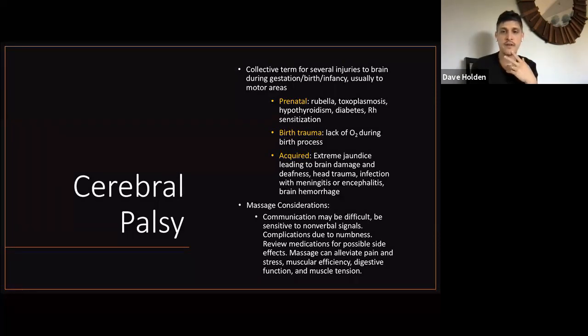They may also have complications due to numbness, so we want to be careful with our pressure, careful with stretching and overstretching, and careful if we're applying heat or cold to the body. Because cerebral palsy is often accompanied by a lot of other secondary conditions, they may be on a lot of medications. I would want to do a pretty thorough review of the medications they're on, just to make sure we're not creating any unintentional side effects.